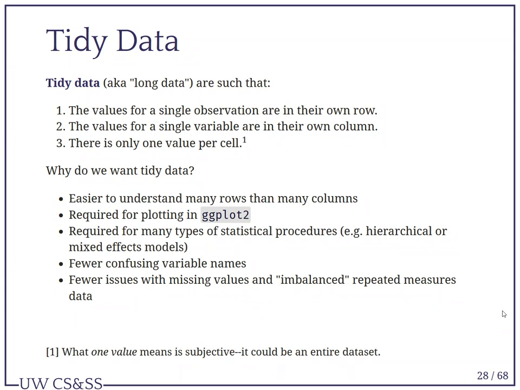Shout outs to tidycensus, but if you were going to get census data straight from the census, this will happen. And also there are fewer issues with missing values and imbalanced repeated measures in the data. Like all the way out there at week 76, virtually all of the rows except for maybe 2 or 3 are going to be NAs, and we don't necessarily need that to happen.